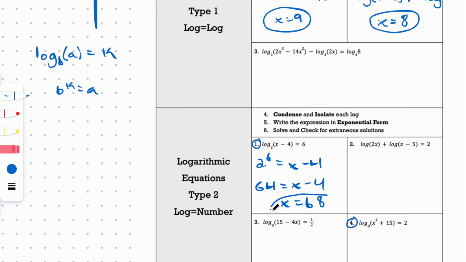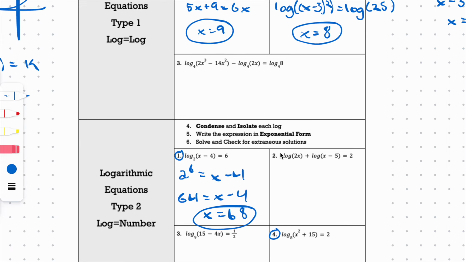Perfect. And again, we'd want to plug this in. We can say 68 minus 4, what does that equal? 64. And then, if you have a calculator available to you, you can do log base 2 of 64, and you'd get 6. You can do that in your calculator, or you can just calculate 2 to the 6th and check if that equals 64. The main thing is we just want to make sure our arguments here are positive, not 0 or negative.